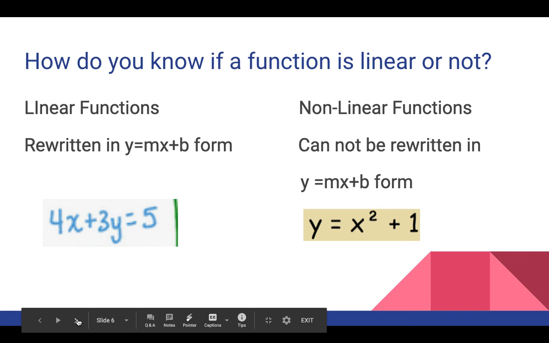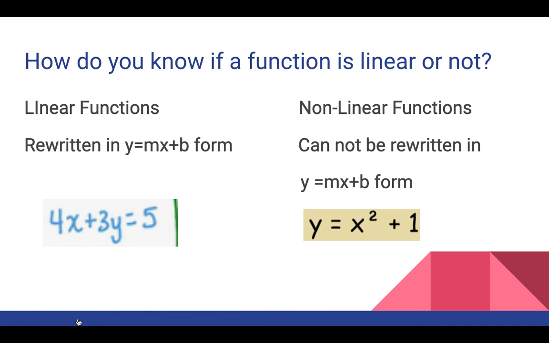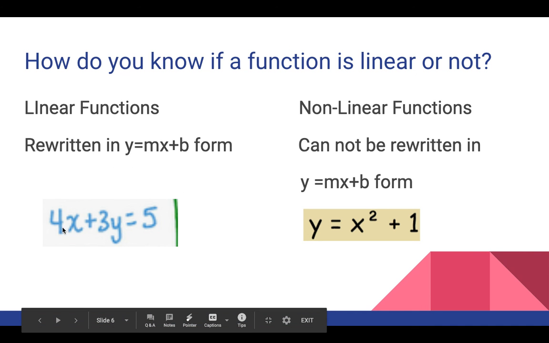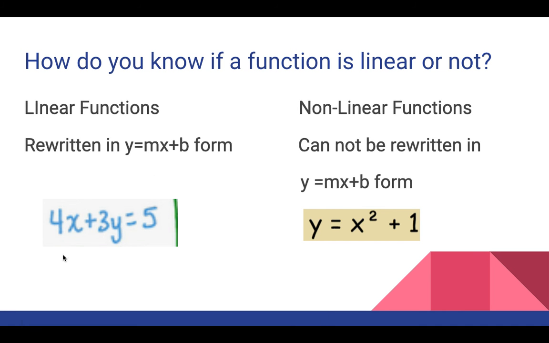Okay? This week, we're going to be talking about how do you know if a function is linear or nonlinear. So a function is linear if you can rewrite the function in y = mx + b form. So if I have 4x + 3y = 5, to rewrite this in y = mx + b form, we could subtract 4x from both sides and then divide by 3, and it would be written in y = mx + b form.